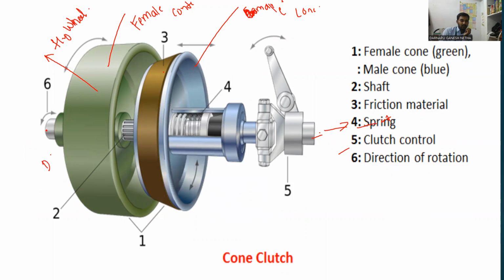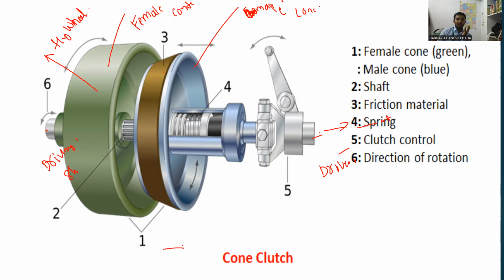This is the driving shaft. This is the driven shaft. Whenever the engine starts rotating, the male cone automatically starts rotating due to the action of the spring. The male part will engage with the female part because of the presence of friction material. Automatically, the male part rotates corresponding to the female part.